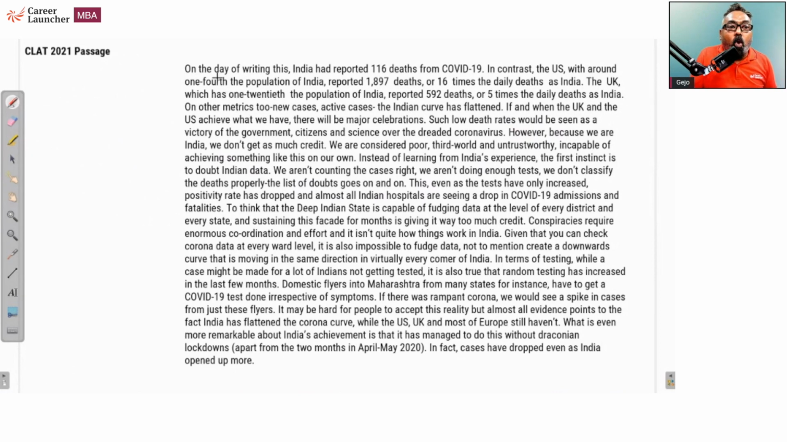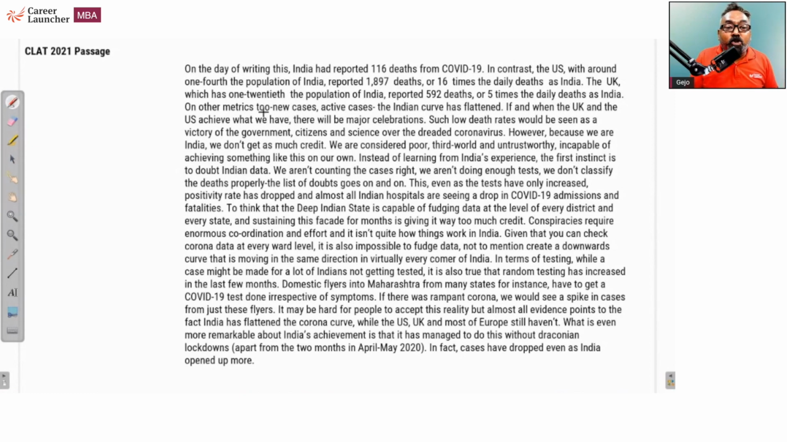is that on the day of writing this, India has reported 116 deaths from COVID-19. In contrast, the US, with around one fourth of the population of India, reported 1,897 deaths, or 16 times the daily deaths as India. The UK, which has 1/20th of the population of India, reported 592 deaths, or 5 times daily deaths as India. Statement of fact, not author's opinion. India has got lower death than US and UK.